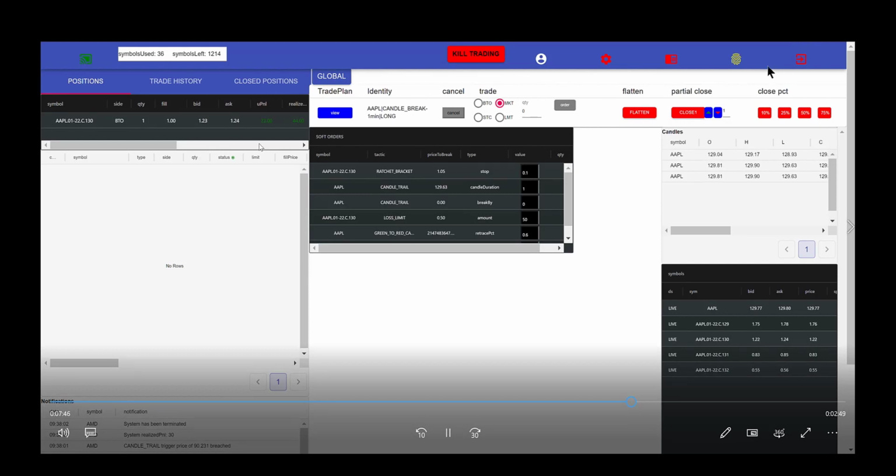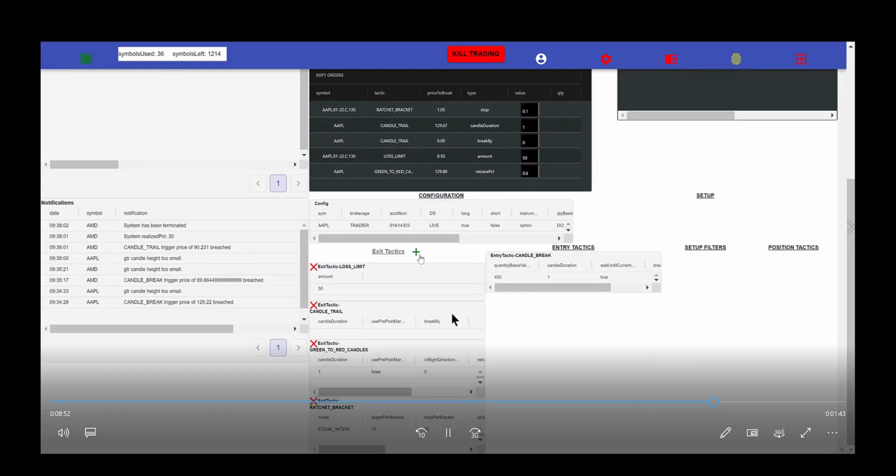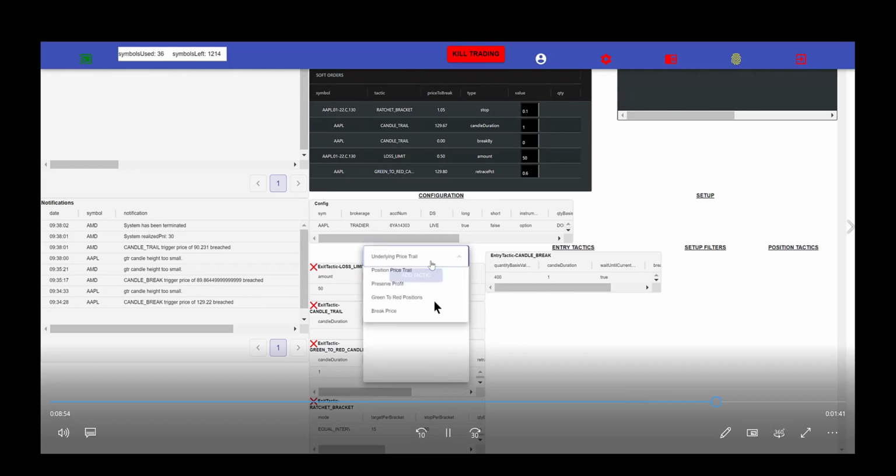So he's just sitting and waiting for this one trailing contract to get out. He doesn't have a target, so he's just waiting for it to drop below the previous candle trail. So we'll just jump ahead. Right here, he decides that he wants to set a break price. So he's adding a tactic. He's adding break price, and he puts in 129.90.